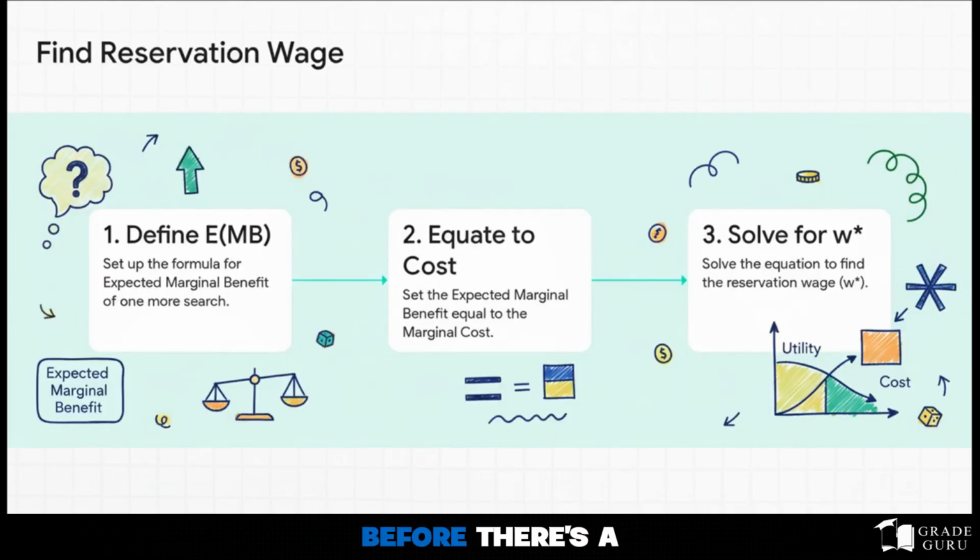And just like before, there's a clear, repeatable process for this. First, you write out the formula for the expected marginal benefit of another search. Second, you set that benefit equal to the marginal cost. And third, you just solve the equation for that reservation wage, W star.